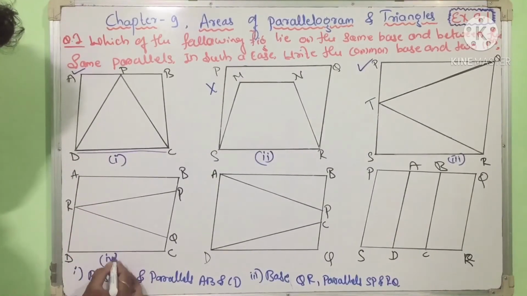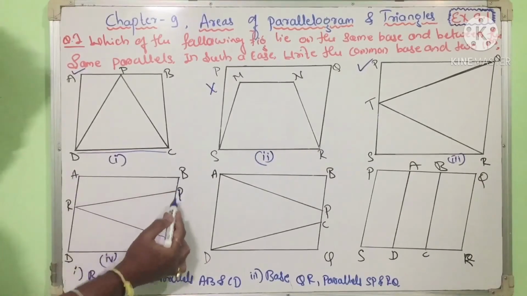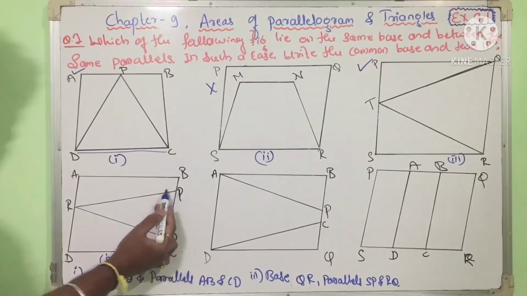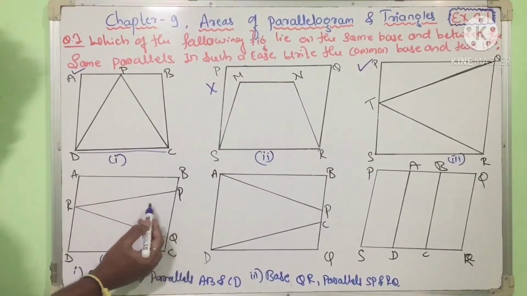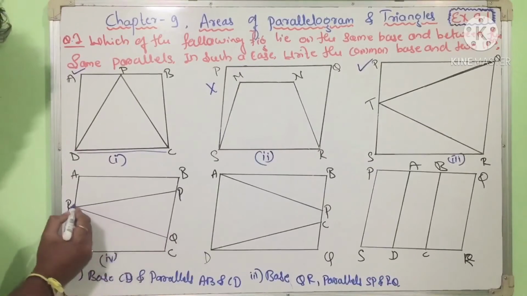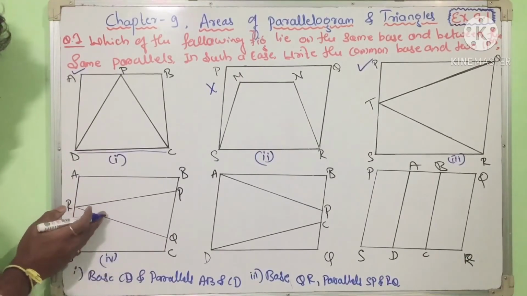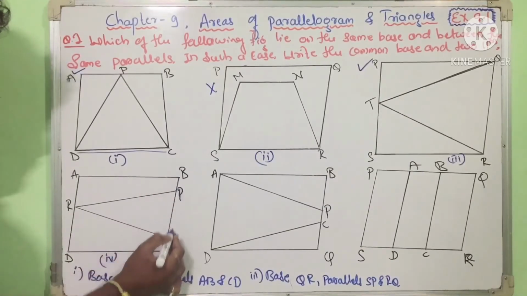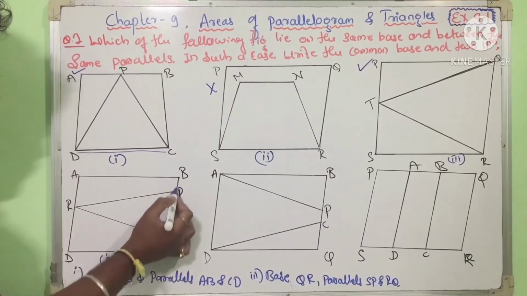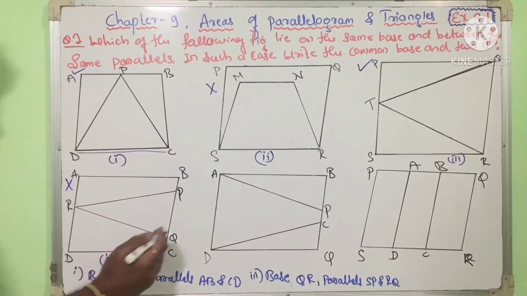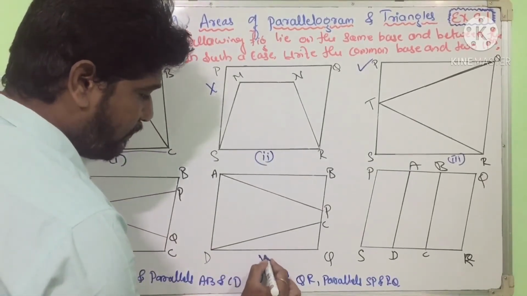So next figure, the fourth one. See here, ABCD is one figure and another one is PQR. They lie between parallel lines, and the vertices are on the same line, but the bases are different here. Is it clear? So the bases are different, so it is not right.